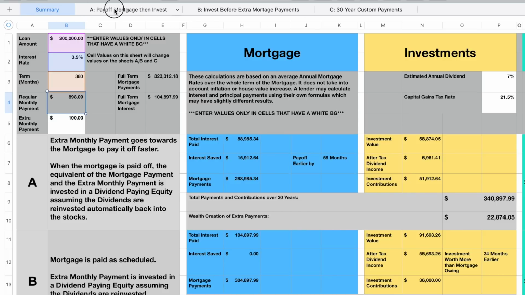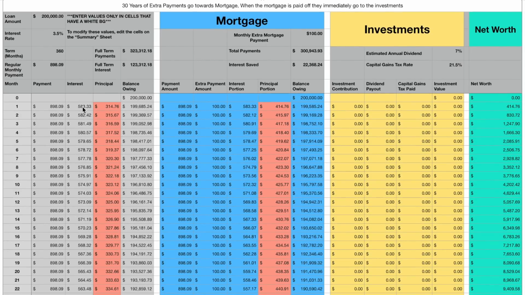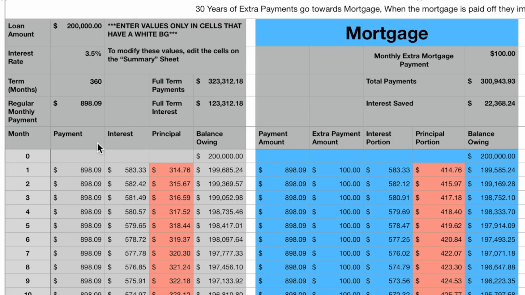So the first one is going to be A, and it's going to show you all of the payments, exactly what happens. It shows what the normal payment schedule would be here, and then this is the scenario that we're running. So we have our normal payment would be $898, and in this case we would be making that payment of $898, and then the additional payment of $100. The payment's $898, $583 goes to interest, $314 goes to principal. It reduces the balance down by this amount.